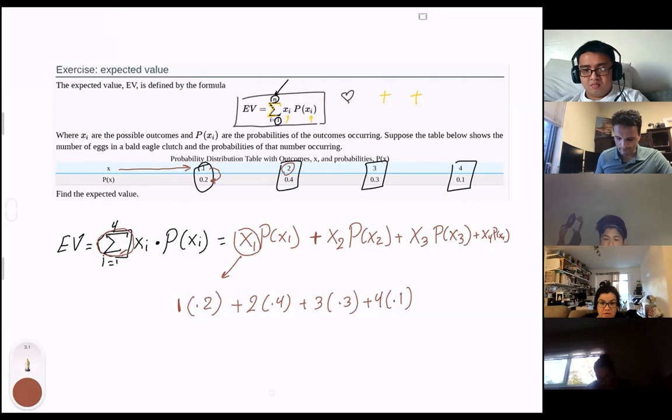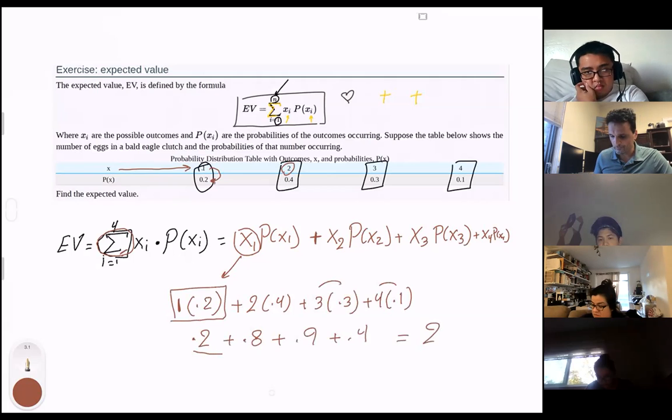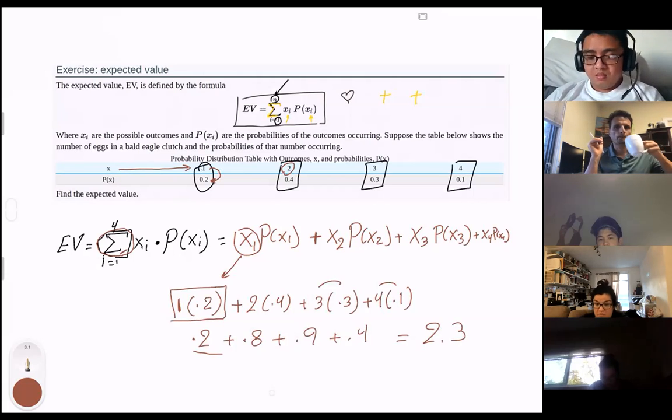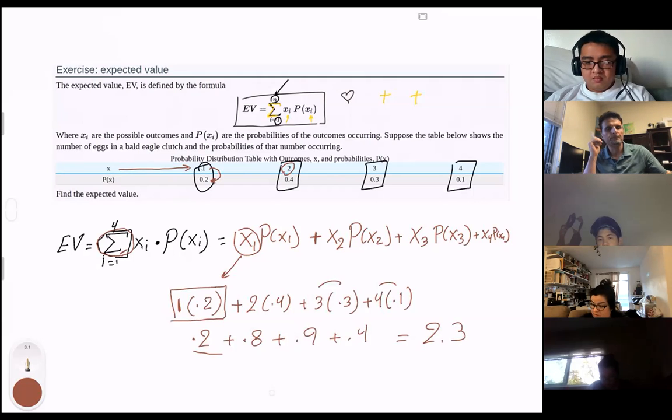So now we're going to evaluate. 1 times 0.2 is 0.2 plus 0.8 plus 0.9 plus 0.4 by multiplying. If you add them, you get 2.3, I believe, 2.3. This will be the expected value. Any question here?